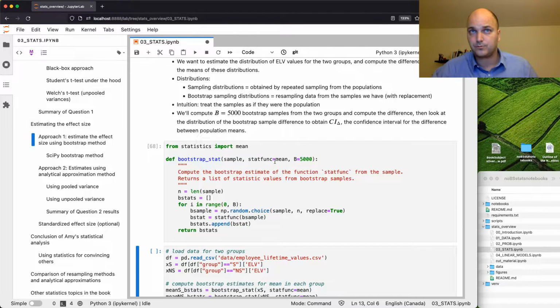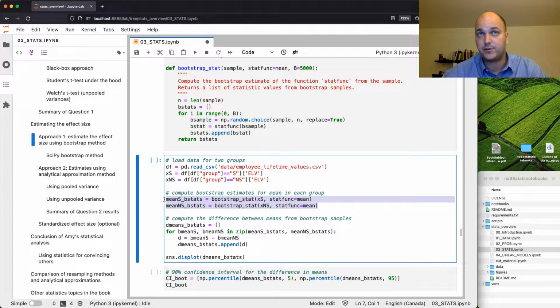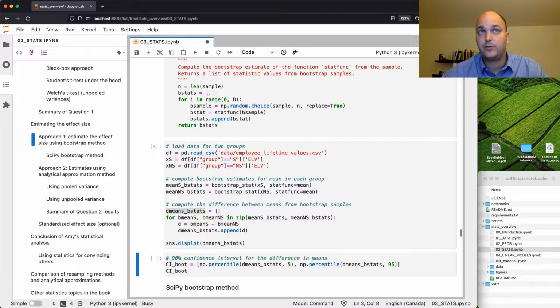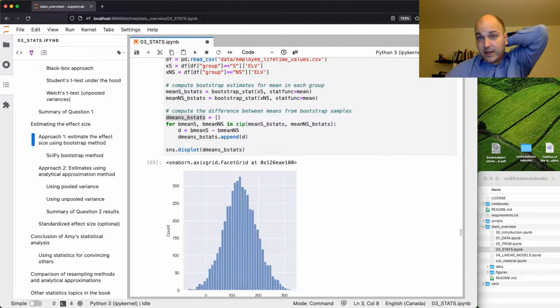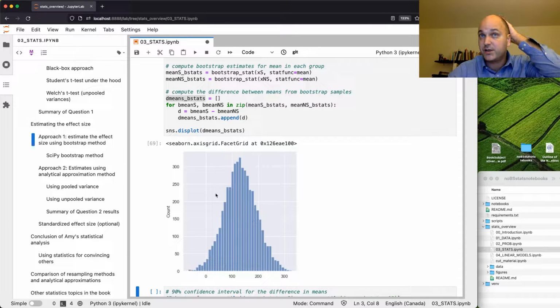So we're going to do that. In order to obtain a confidence interval, this is what we're going to do. We build a bootstrap distribution for the two group means, and then we subtract them to obtain the difference of means distribution. So without generating any new samples of data, just by resampling within the samples we already had, we obtain a distribution that describes the variability of the data.